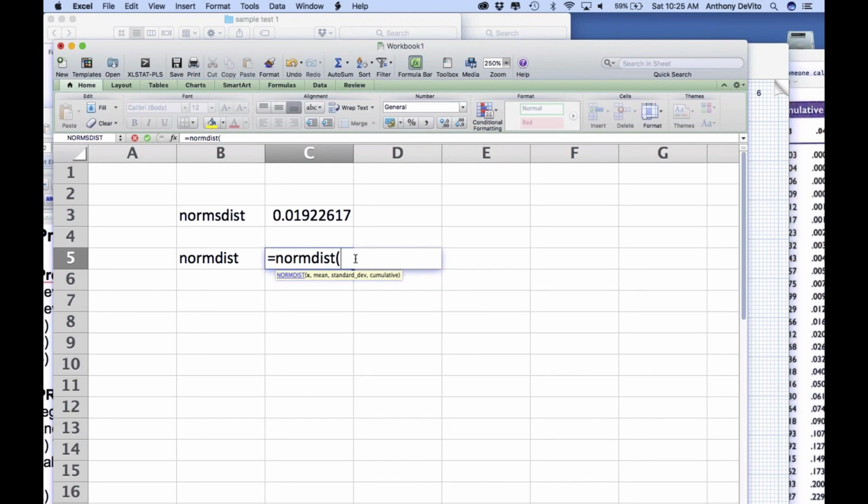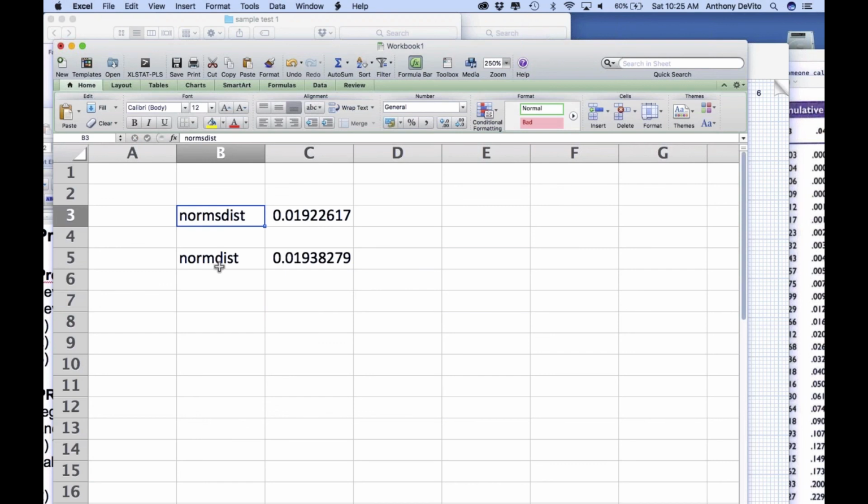So x was 69. That's the value we're interested in. The mean was 100, the standard deviation was 15, and cumulative is going to be true. Let's see what happens when I hit enter now. It gives me the area as well. So if I know the z-score, I can use NORM.S.DIST. If I know the mean, you can use NORM.DIST.